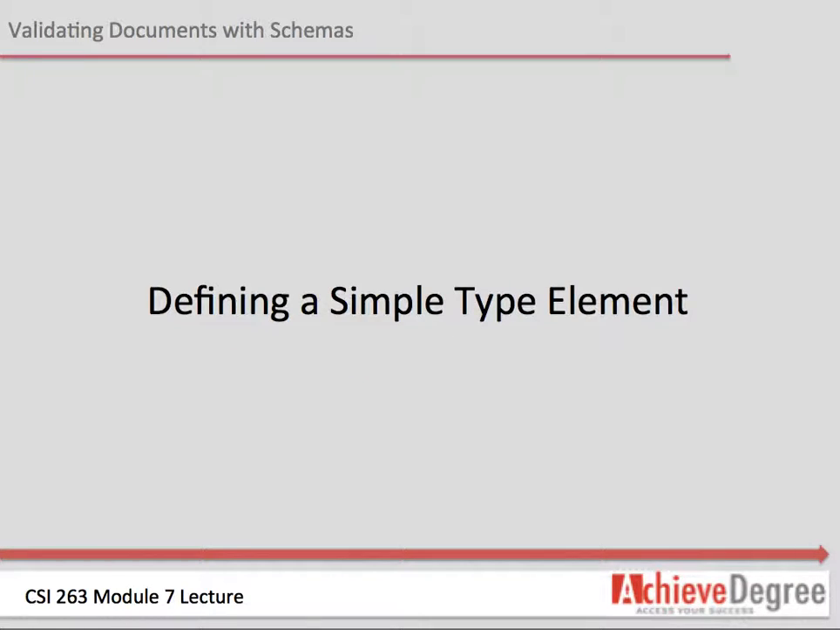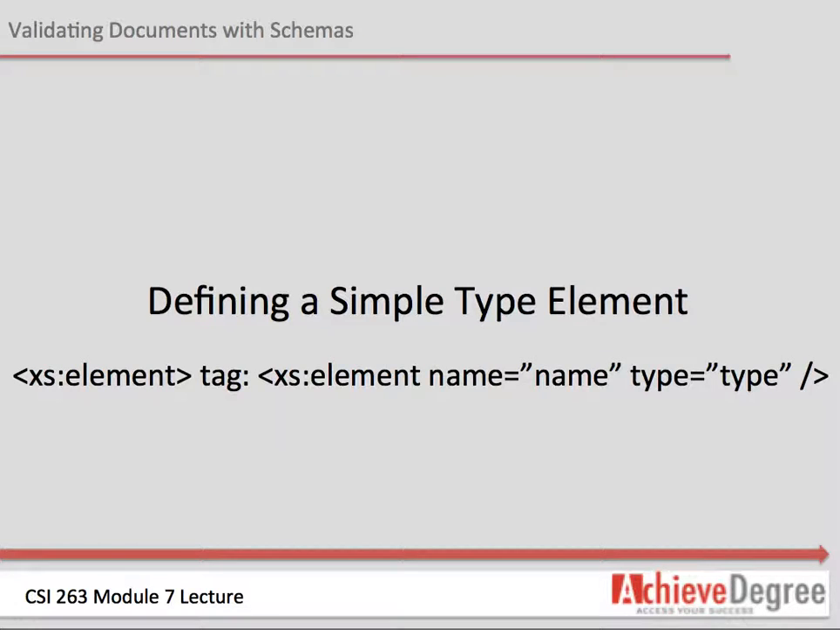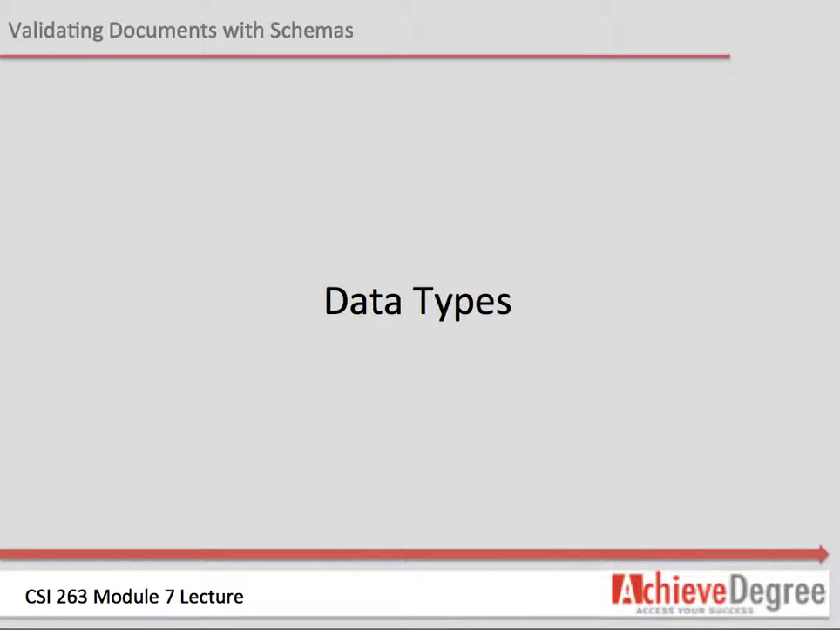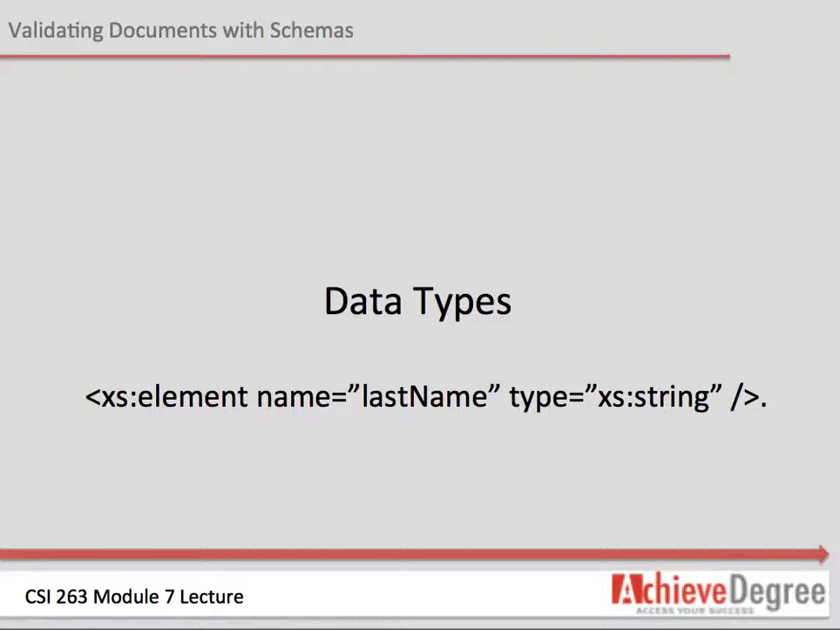Defining a simple type element. An element is defined in XML schema using the following tag. Data types. The data type can be one of XML schema's built-in data types, defined by the schema author, or a user data type. Here is an example. Another popular data type in XML schema is decimal.